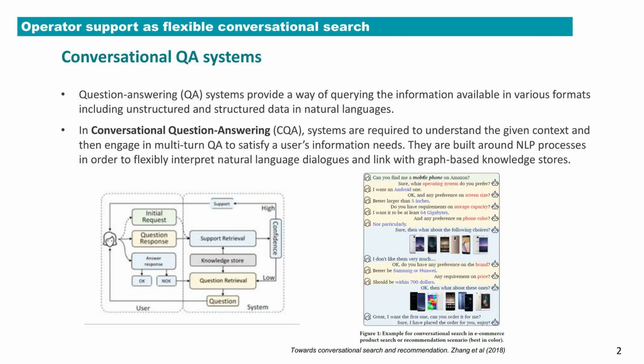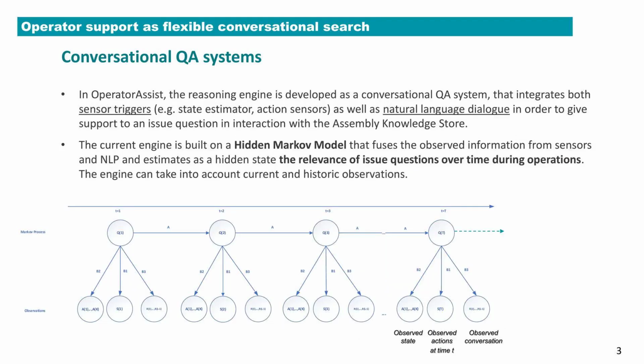The reasoning engine combines both data sources, the natural language dialogue as NLP, and the sensor triggers, to find as fast as possible the current issue question to give precise support to the operator. The efficiency of the reasoning engine is focused on the least number of interactions with the operator, and less confusion with the final support.